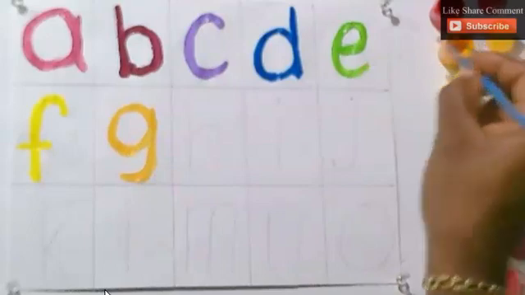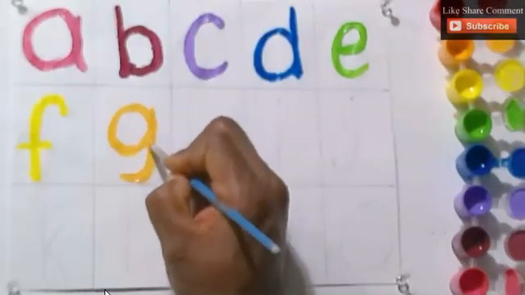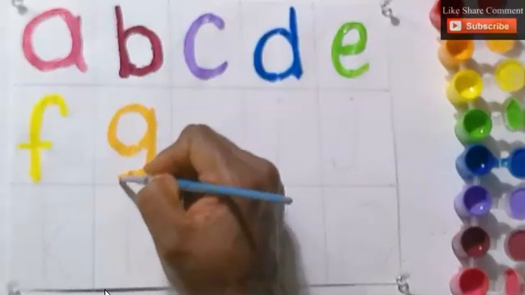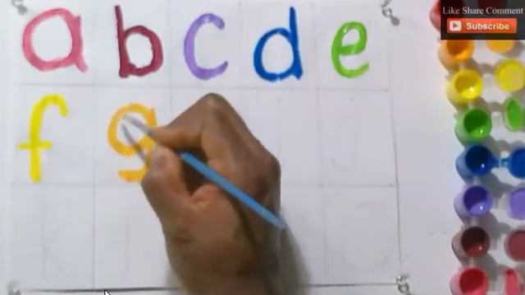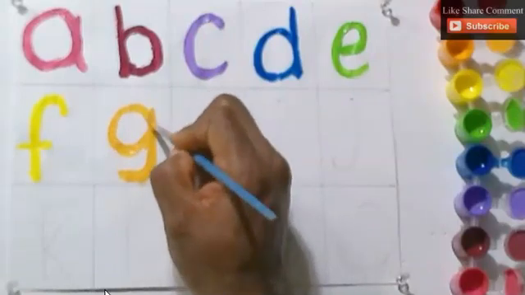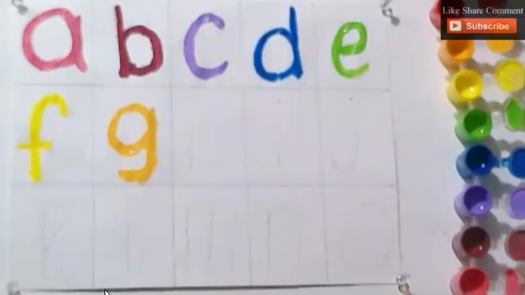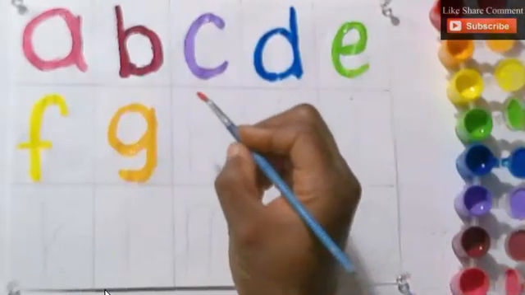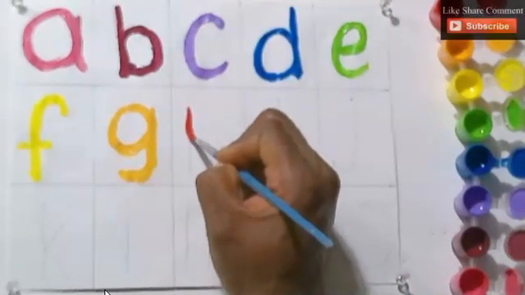That's the letter G. Stay tuned because we will be discovering some fun words that start with the letter of the alphabet. So you can start thinking of some words that start with the letter of the alphabet. Now we will write the letter H.